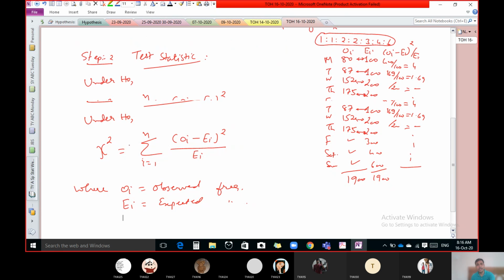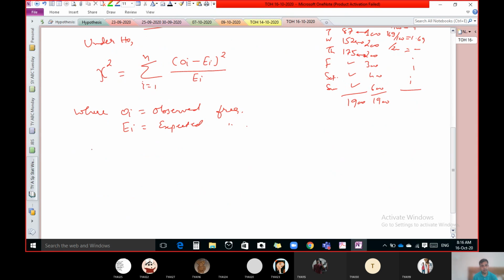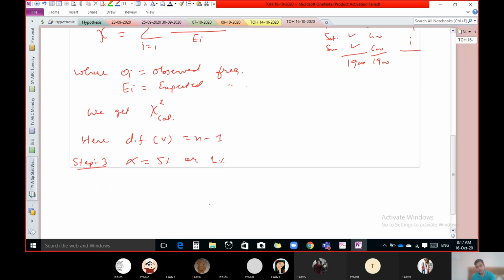So we get chi-square calculated value of chi-square cal. Here degree of freedom V equal to n minus 1. This is the formula for degree of freedom. And remaining 3 steps are same like as t-test. Step 3, alpha equal to 5% or 1%. You can take any one of these two.